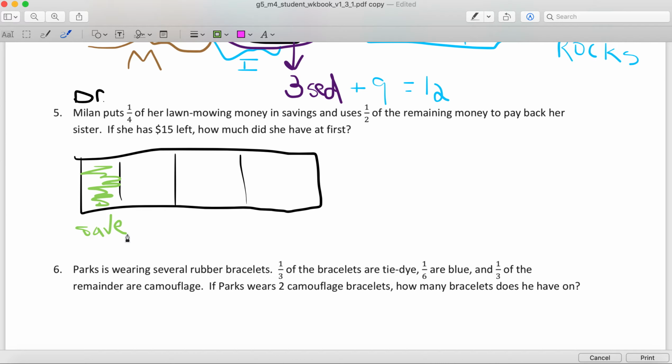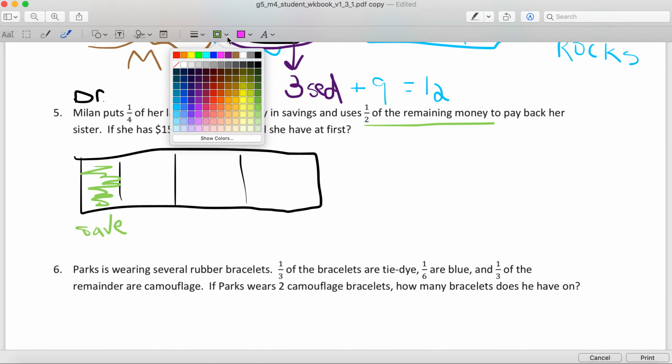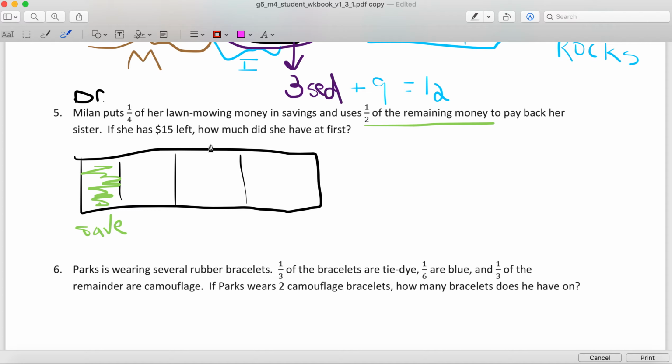And then uses 1/2 of the remaining to pay back her sister. So I'm going to put that in red because I owe her. But it says half of what's remaining. So look at this, we're in this pickle again where we have just 3 components. And it's hard to take an odd number and break it in half. So if we take each part and break it in half, now how many parts do we have? 1, 2, 3, 4, 5, 6.